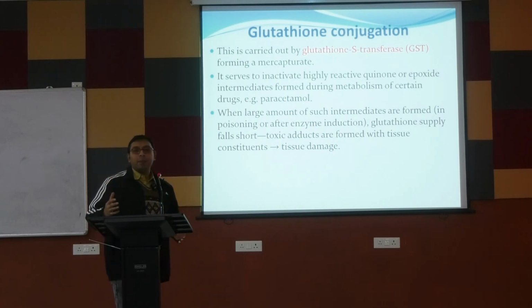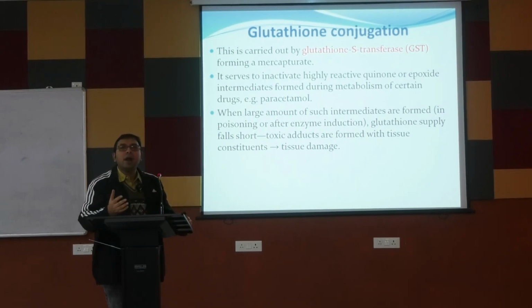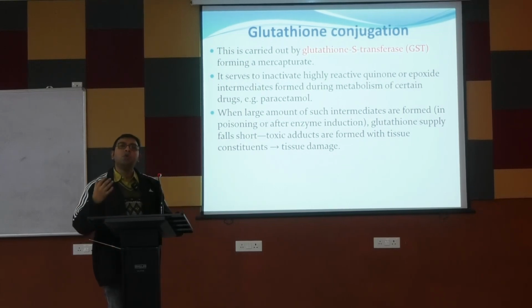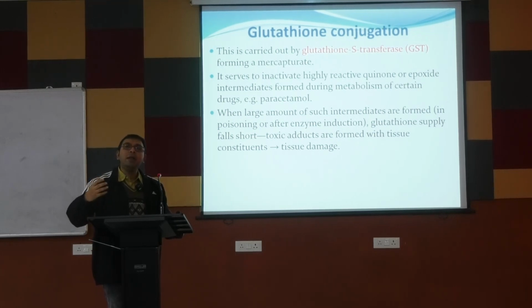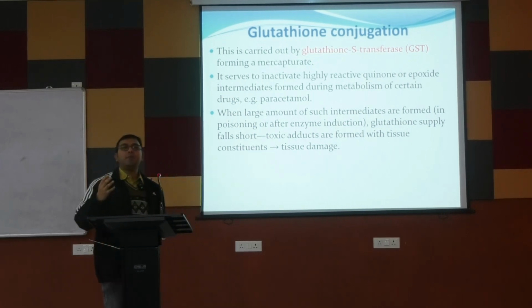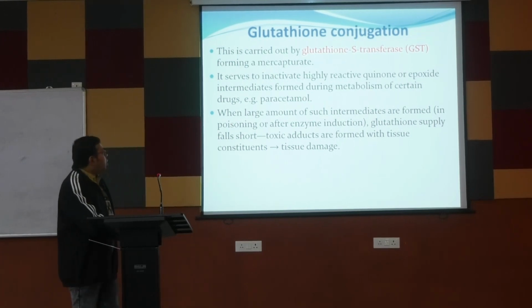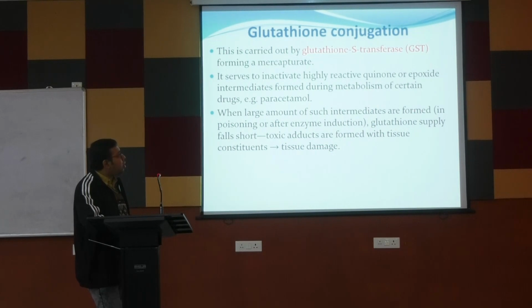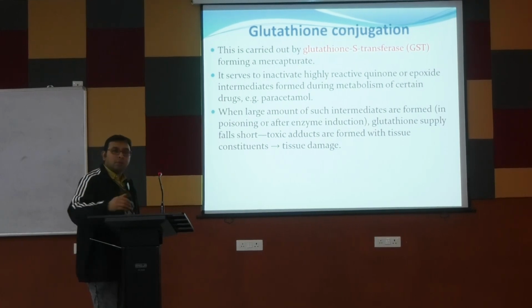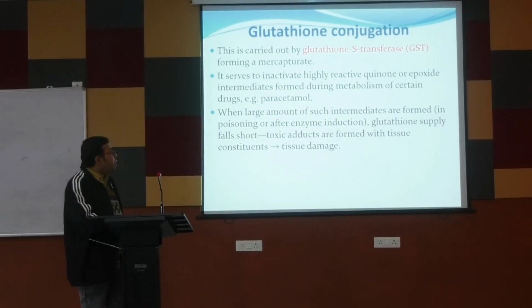You will read in the paracetamol chapter that when there is paracetamol overdose, there is depletion of this glutathione. This glutathione depletion occurs from the liver. So there is less glutathione to render the larger amount of paracetamol non-toxic. So ultimately the paracetamol intermediate, as we have already seen, the toxic intermediate, causes hepatotoxicity. So ultimately liver failure can happen. The same thing, when large amounts of such intermediates are formed in poisoning or after enzyme induction, glutathione supply falls short. That is, glutathione depletion occurs. Toxic adducts are formed with tissue constituents and tissue damage happens.